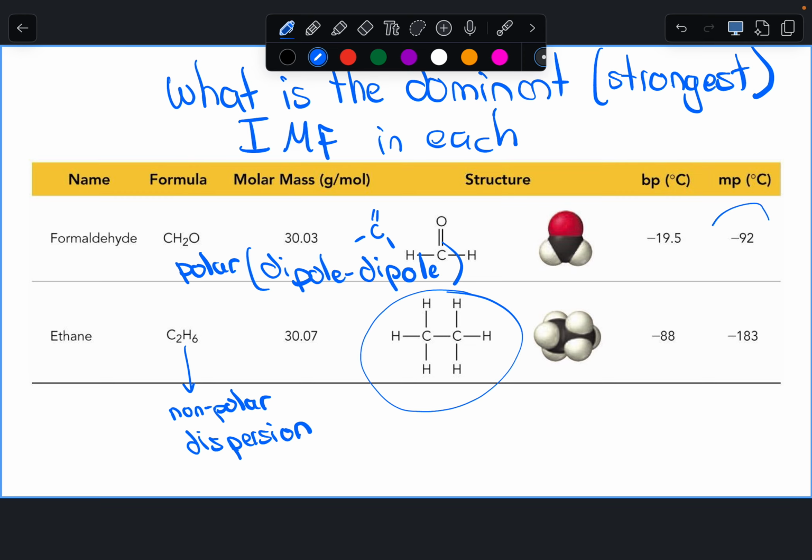So when we look at those melting points, we can really easily identify which one has the stronger intermolecular force. So higher melting point, stronger intermolecular force, and that coordinates with what we see. Dipole-dipole is going to be stronger than dispersion. So that's why the formaldehyde has the higher melting point. And boiling point always follows the same trend. If the melting point's higher, the boiling point's going to be higher as well.